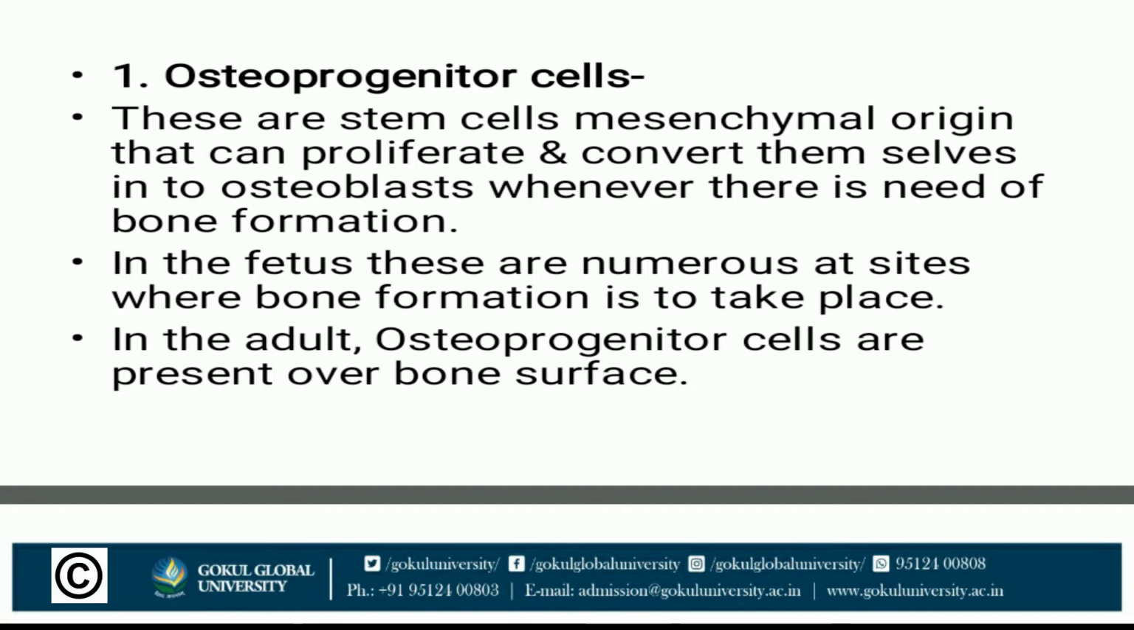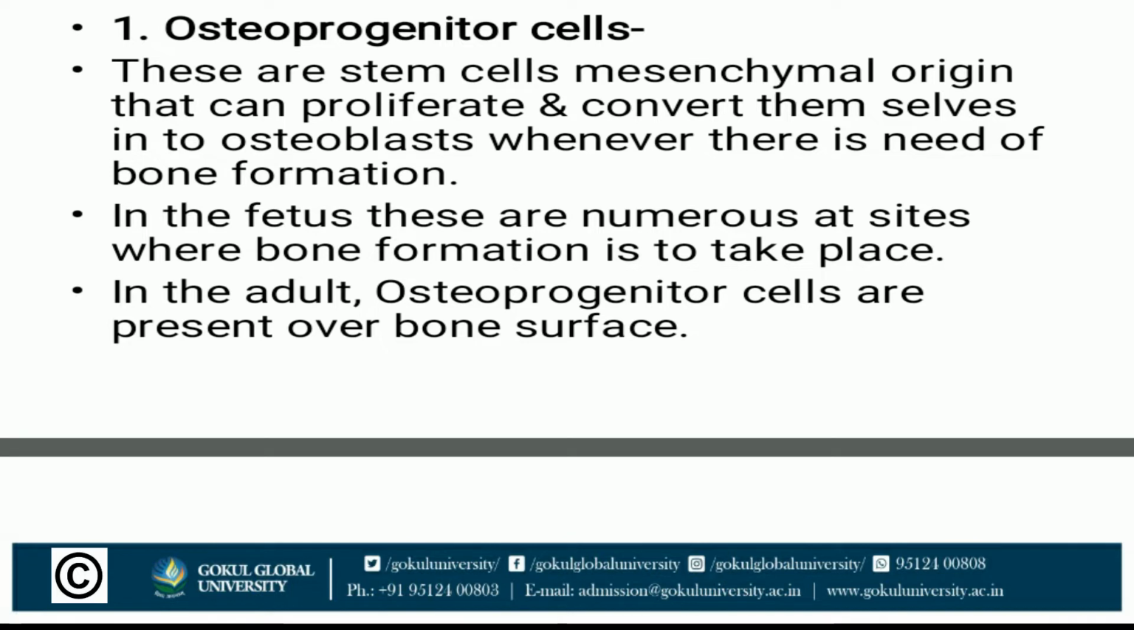Osteoprogenitor cells, these are stem cells of mesenchymal origin that can proliferate and convert themselves into osteoblasts whenever there is need of bone formation in the fetus. These are numerous at sites where bone formation is to take place. In adults, osteoprogenitor cells are present over the bone surface. In short, these are stem cells of mesenchymal origin, which can proliferate and convert themselves into osteoblasts, and lie present over the bone surface.